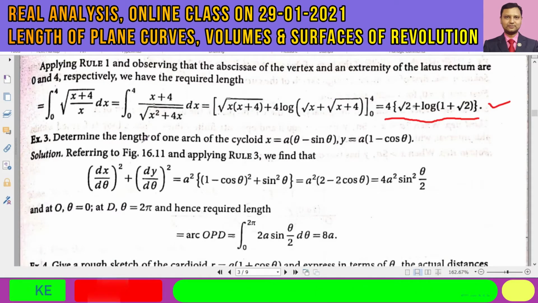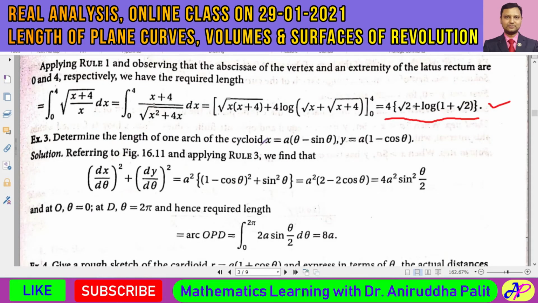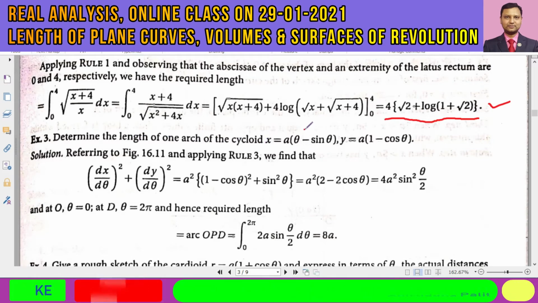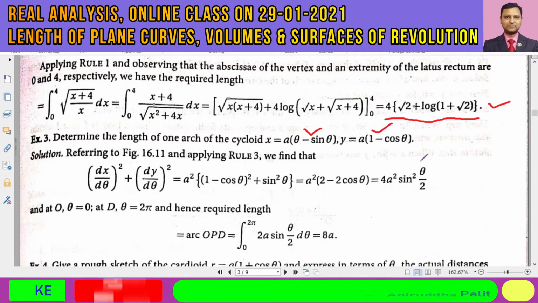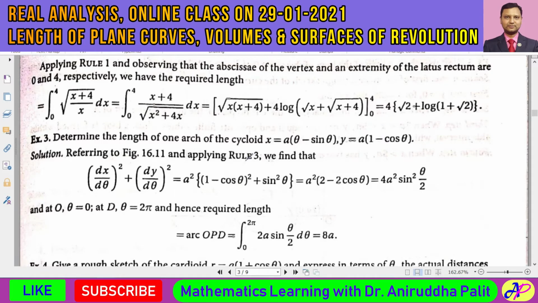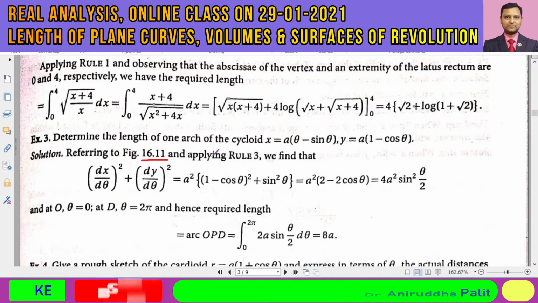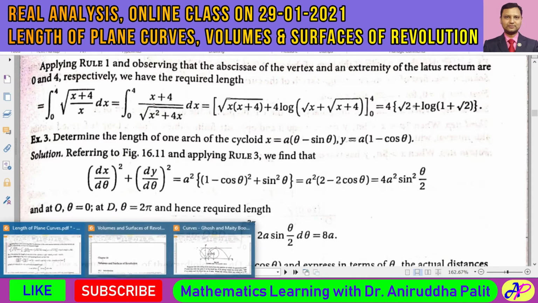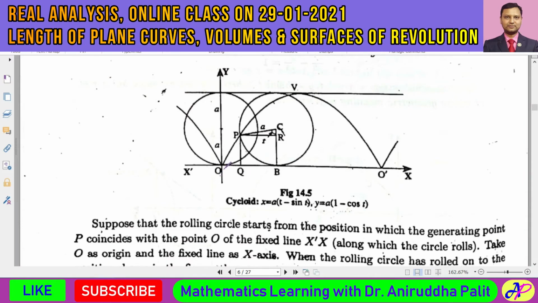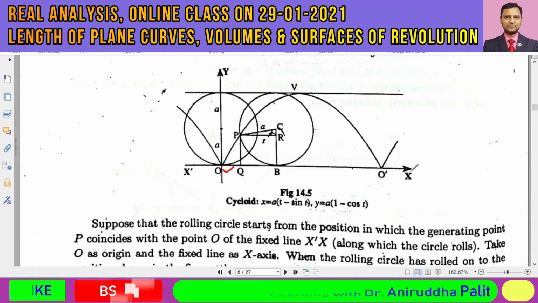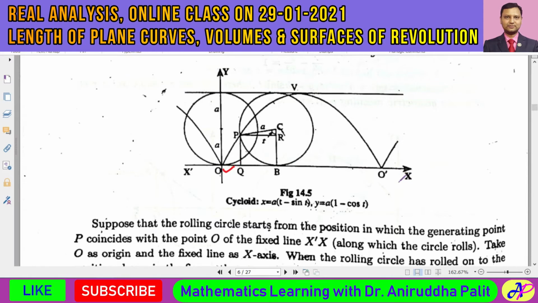The question says: determine the length of one arc of the cycloid, x = a(theta - sin theta), y = a(1 - cos theta). And what would be this figure? This is the figure. One arc of the cycloid means starting from the point O to the point O prime. Starting from the point O to the point O prime, we will have to find the length of this much arc length.